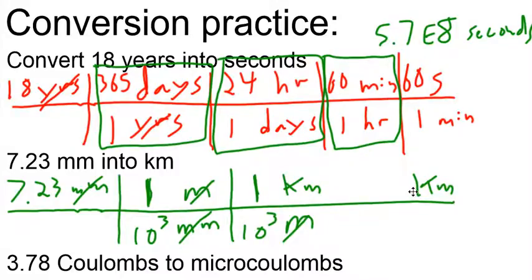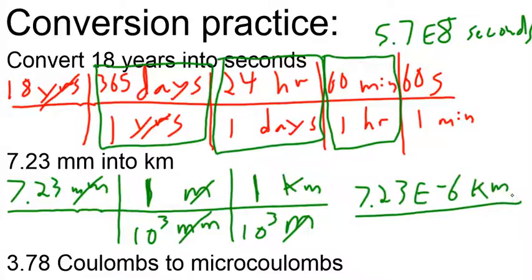And so, let me go and erase this now, so I give myself some space. I can work this out, and you actually don't even need to use your calculator at this point, because if you know your rules for exponents, we can see that this is going to be 7.23 times 10 to the negative 6 kilometers. And that would be our answer there.